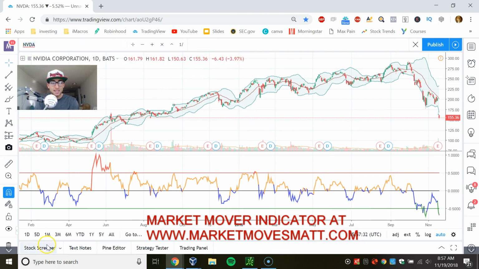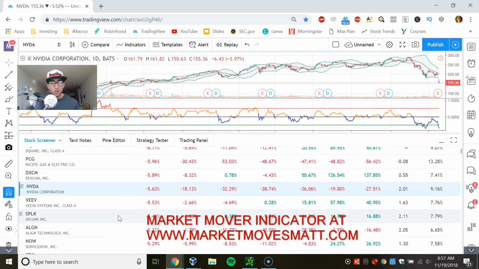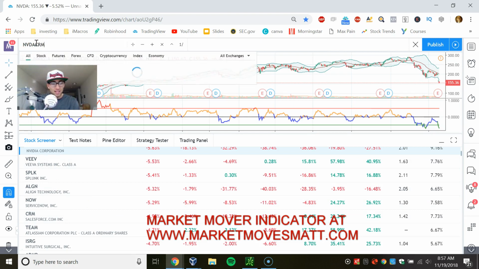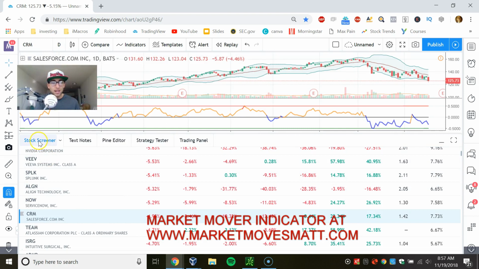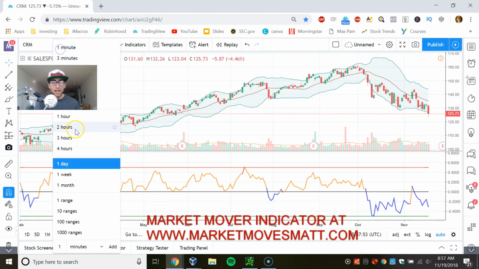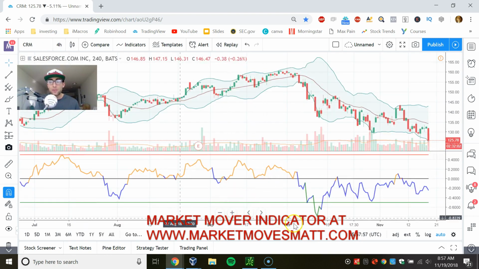Just for fun, I'm going to look through one more stock, something popular that everyone knows about. Let's look at Salesforce.com, CRM, and see if that looks like a buy on the screener. Unfortunately, on the daily we don't have a strong buy. On the 4-hour we do not have a buy either.